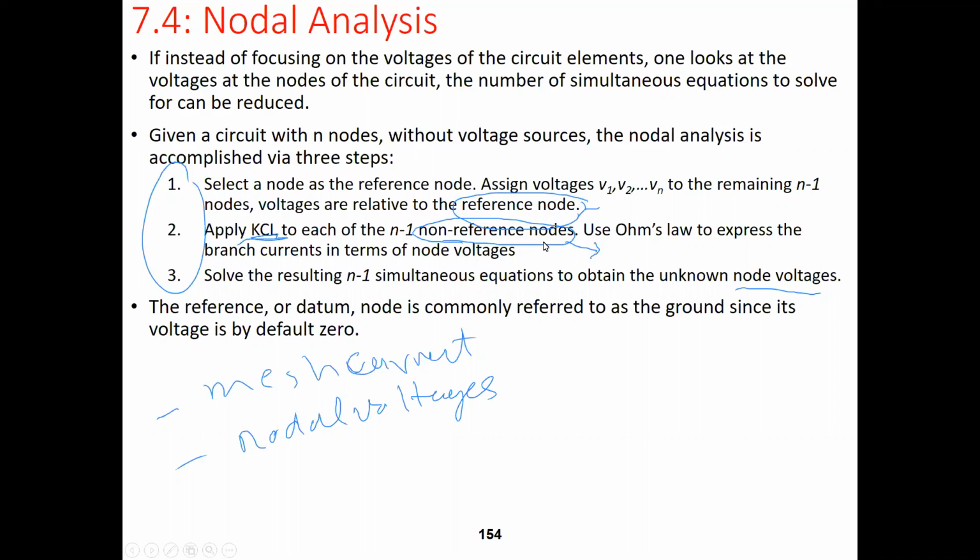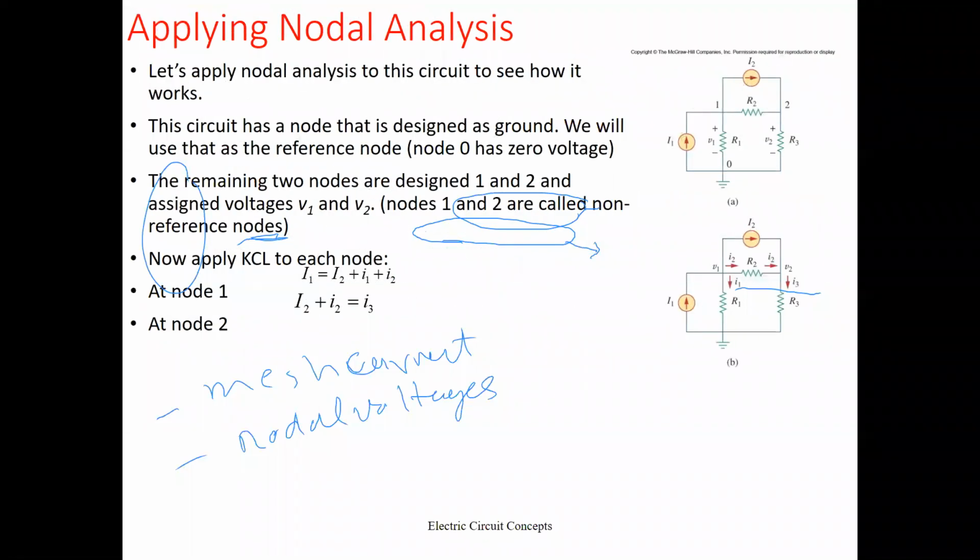Now the reference or datum node is commonly referred to as the ground, since its voltage is by default 0. So this is the definition of the reference node. The reference node usually is the negative terminal of the power supply connected to the ground, to be sure the voltage at that point on the negative side of the power supply is zero. And they call it the reference node.